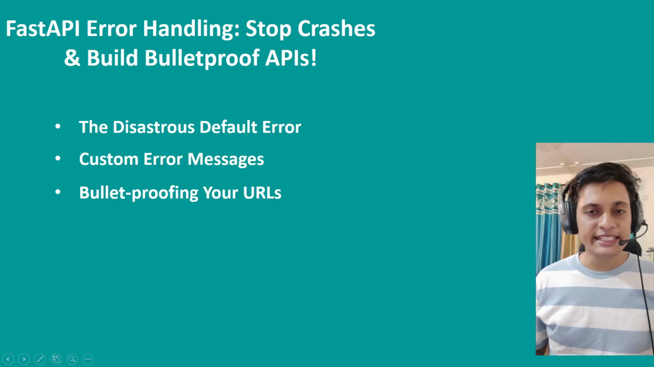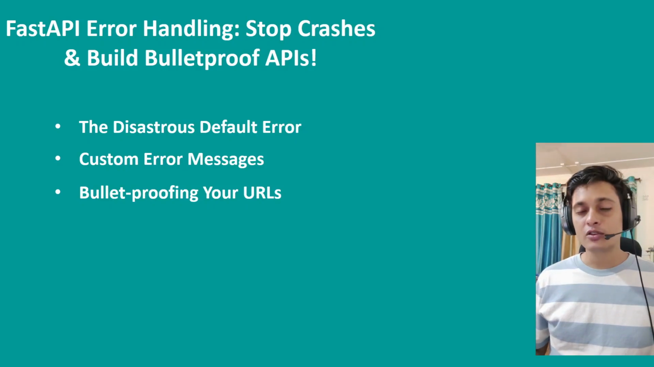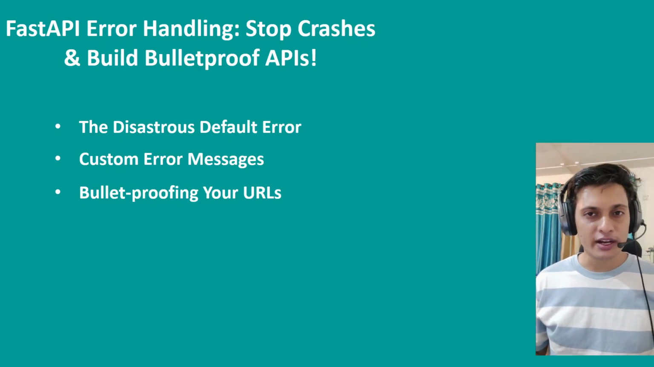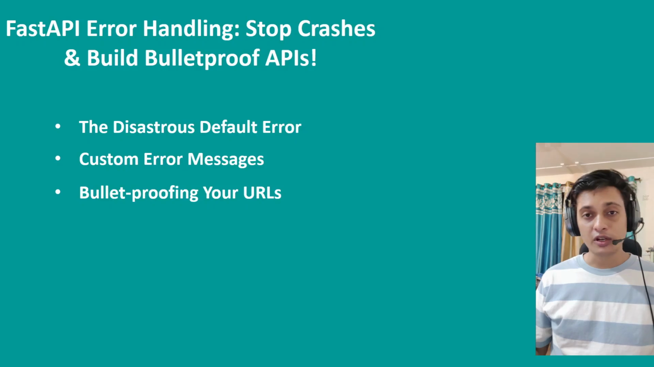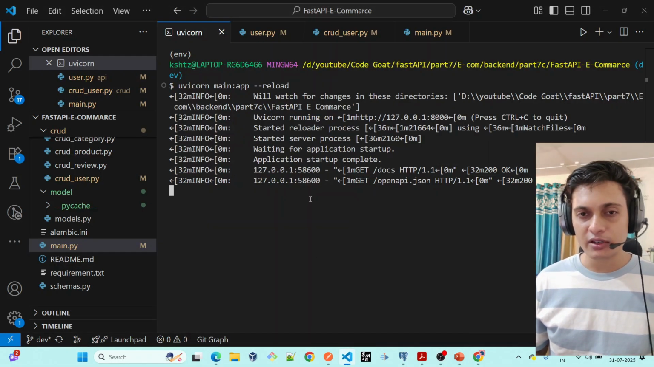So we will work on these problem statements through our coding. We are not going to learn any new concept here. We are just going to improve ourselves and improve our FastAPI backend server. So without any delay, let's jump to our code base. So here my application is already running.